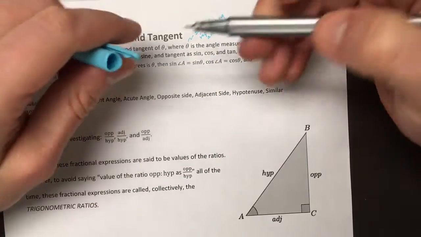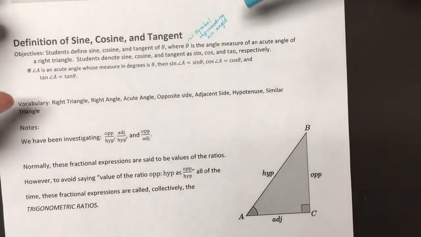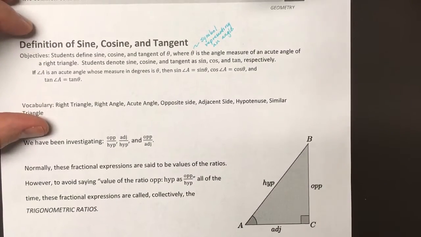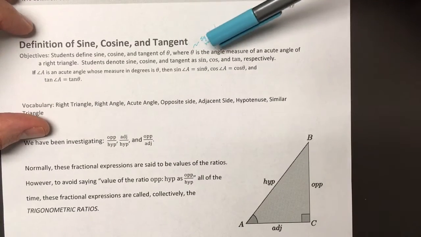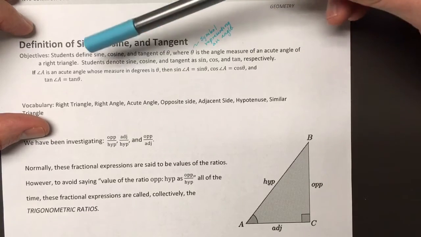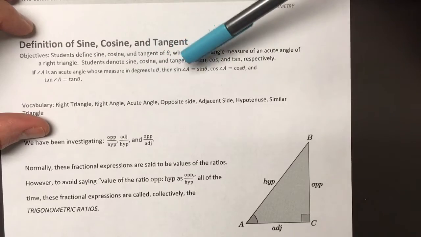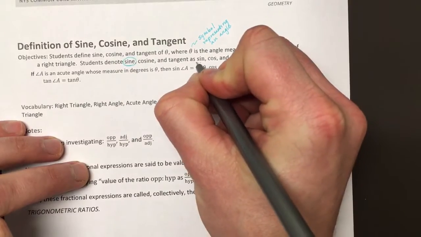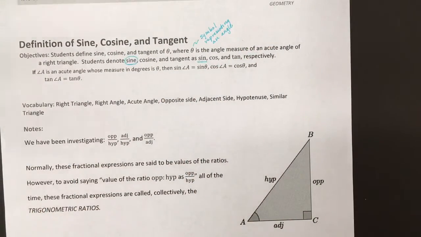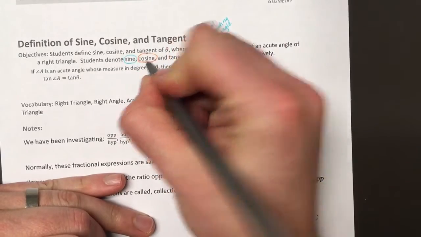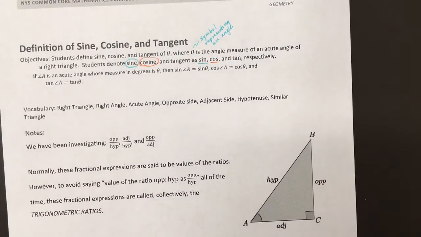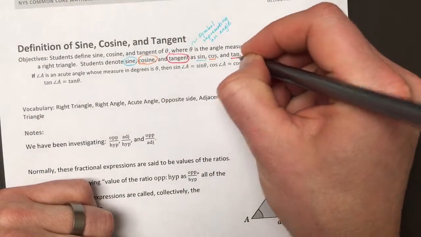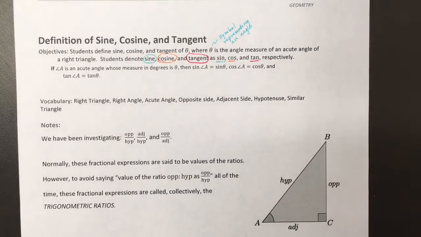It's a Greek letter, and oftentimes we use Greek letters for our angles, and you're going to see them littered throughout a lot of the upcoming material. So where theta is the measure of an acute angle of a right triangle, students denote sine, cosine, and tangent as, notice this: sine, S-I-N-E, is written as just S-I-N. Cosine, just C-O-S. And tangent is just T-A-N, respectively. So that's an important takeaway also.